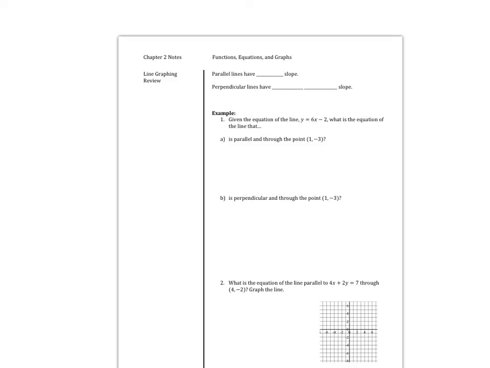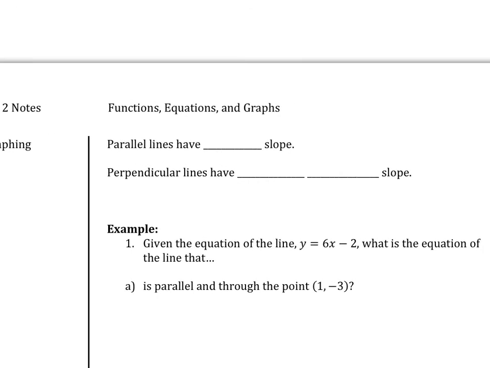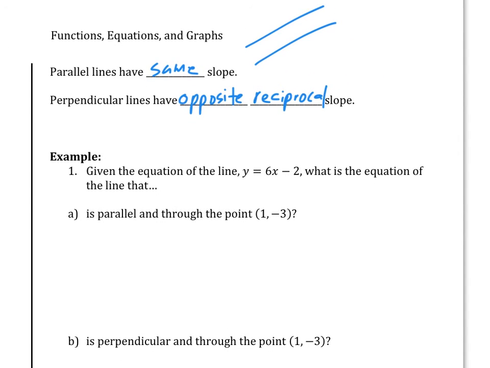All right, now let's review really quickly the characteristics of lines. So first, if you have parallel lines, then what kind of slopes do they have? They have the same slope, because they're going in the same direction. They have to have the same tilt, I guess, steepness. And then perpendicular lines have opposite reciprocal slopes. Opposite reciprocal slopes.